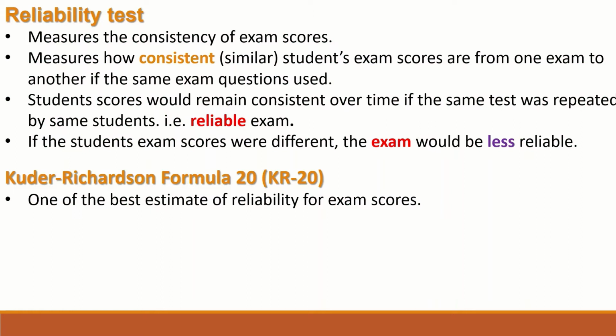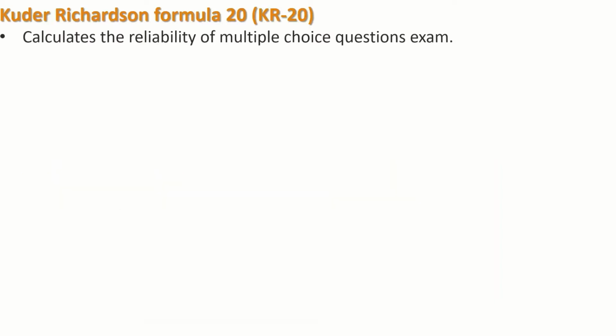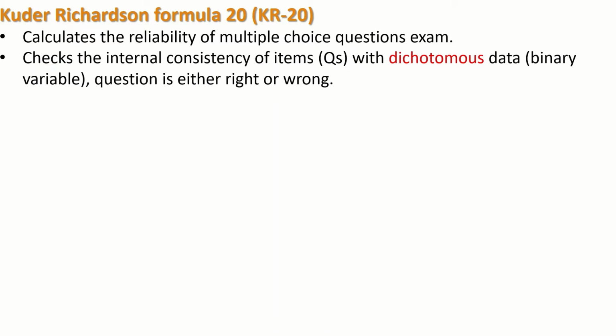Kuder-Richardson Formula 20, abbreviated as KR20, is one of the best estimates of reliability for exam scores, for exams that have only multiple choice questions. The KR20 calculates the reliability of a multiple choice question exam. It checks the internal consistency of items or questions that are dichotomous, i.e. they have only two options, either right or wrong.